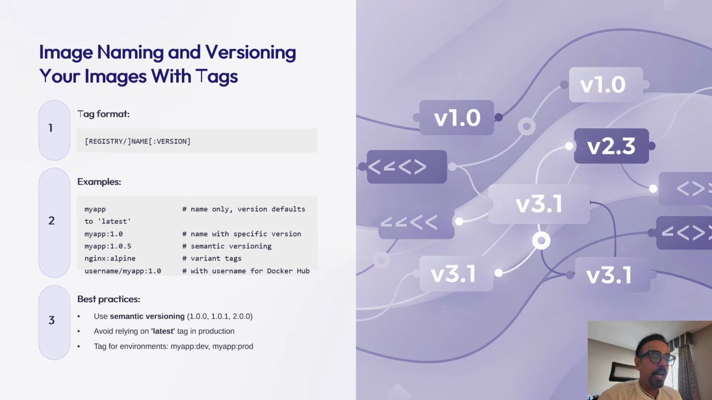And you can also tag for environments, like you can add a tag as development. So if it is a development image, you can say dev. If it is a production image, you can say prod. And tags are free. You can apply multiple tags to the same image. So good tagging is essential for image lifecycle management and deployment tracking.